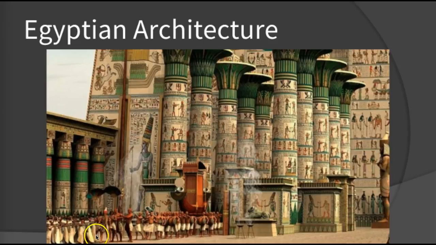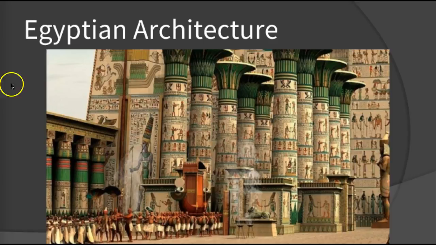So here in this sort of imagining of this structure, we really see how small the humans are in comparison to these gigantic columns. And that's not an exaggeration. That is really how big some of the temples are, like Karnak, which we're going to look at.